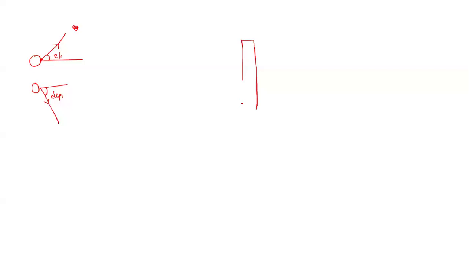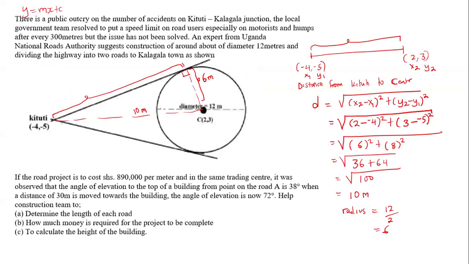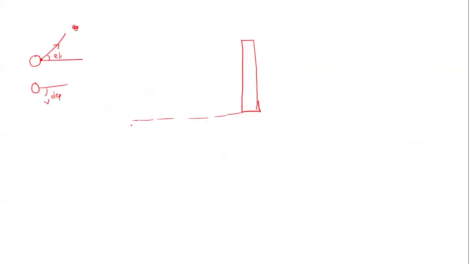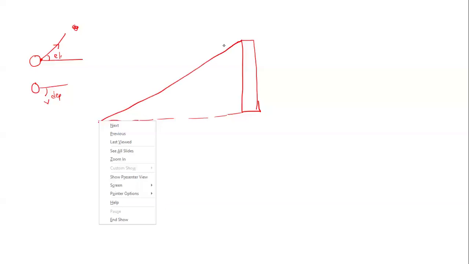Now they are telling us that there is a building that these people are looking at. Let me say this is our building. Now they have told us that it was observed that the angle of elevation to the top of a building from a point on road A is 38. In other words, when someone is here and looks at the building, the angle he has used at this point here, he has found out it was 38 degrees. That is the first interpretation.